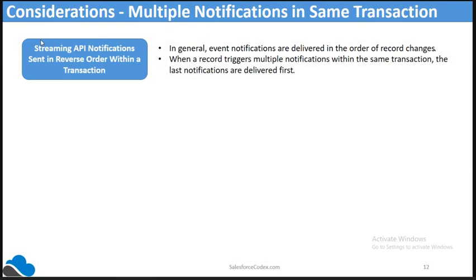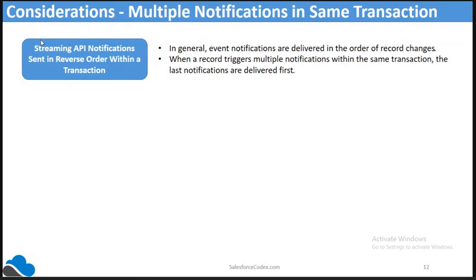In that case, streaming API notifications are sent in reverse order within a transaction. So you have created an account. After the account, you are creating a contact. You are creating an opportunity. So multiple transactions are happening at the same time. Multiple notifications are being sent in the same transaction.